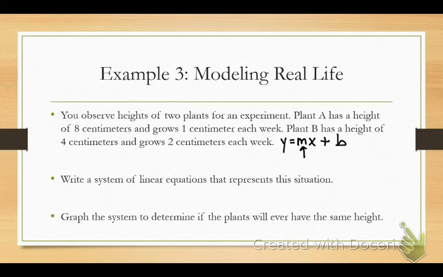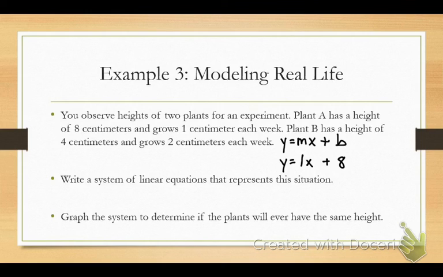What do you guys think? Do you think 8 is your starting value, or do you think it's your rate? It's your starting value. That's how tall the plant is. All right, so we say y equals, we're going to skip the mx part, and we're going to say plus 8. Okay, now what did it say? It says it grows 1 centimeter each week. So that is the value connected to x. Y equals 1x plus 8.